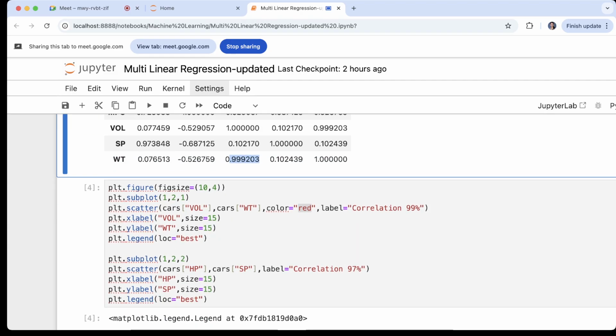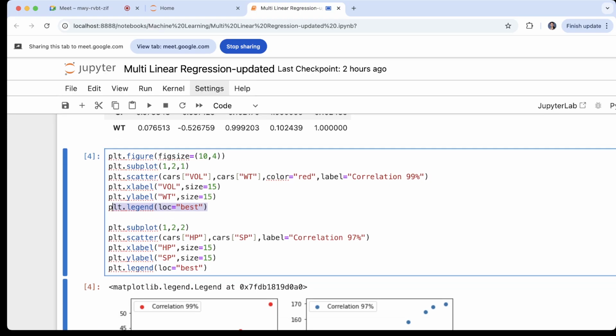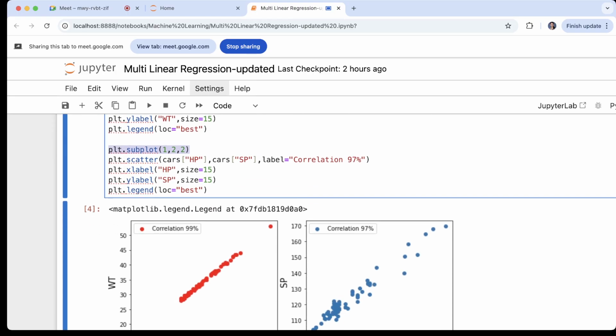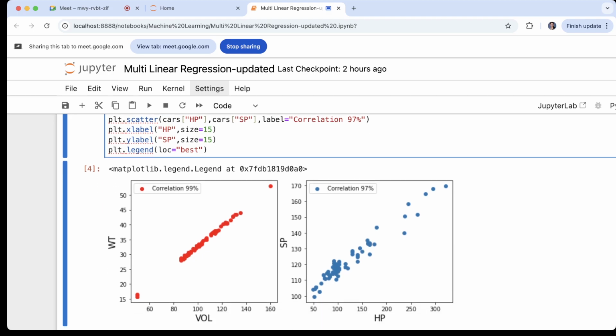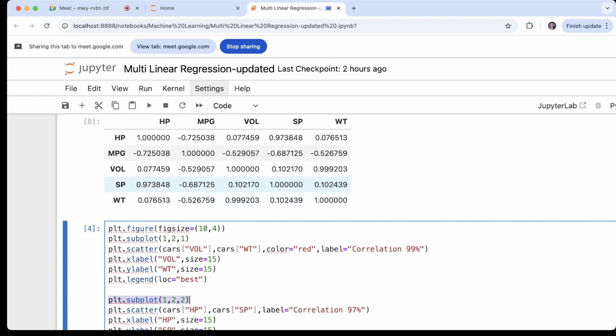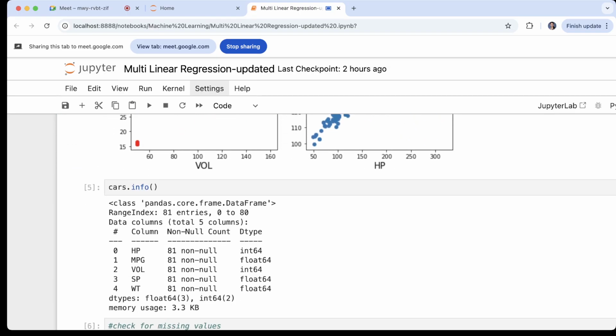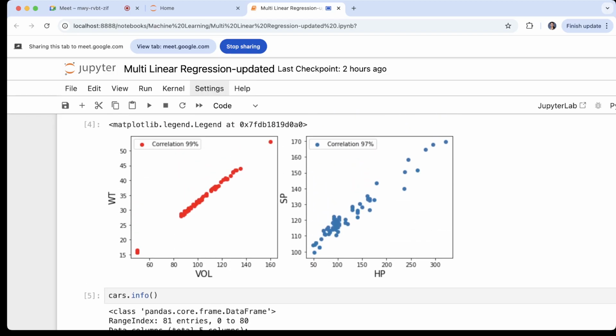Okay, and then best means it will find the location where there is the minimum overlap. So then we will calculate the second subplot, which is HP versus SP. Okay, and then we have already got the correlation here. So then we'll plot the graph. Now we can see that even in the graph, it is very highly correlated.